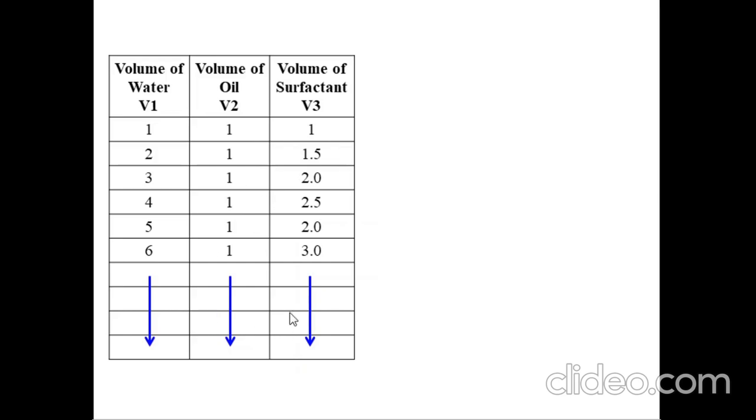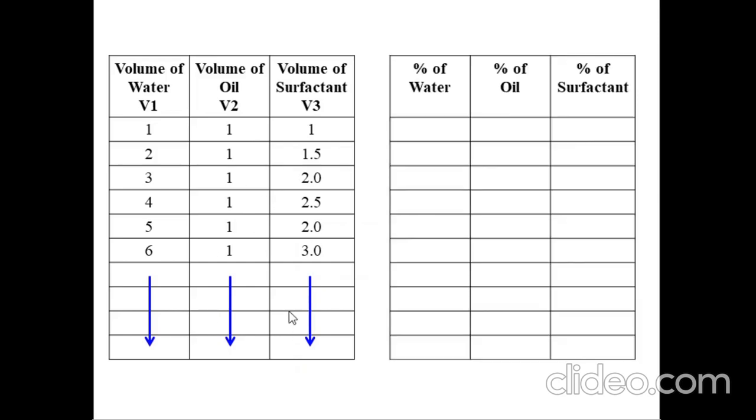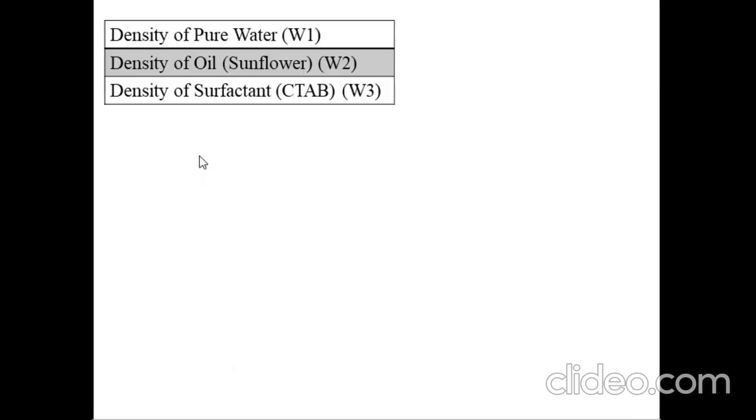And from these values, what you have obtained, you have to calculate the respective percentages of water as well as oil and surfactant. Now, how do you calculate the percentage of the components, the percentage of water, oil, or the surfactant? You have the volumes of the three component system, and you need the density of the three component system.